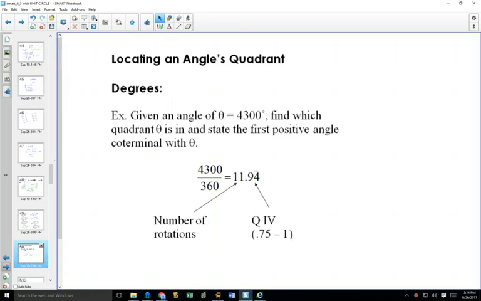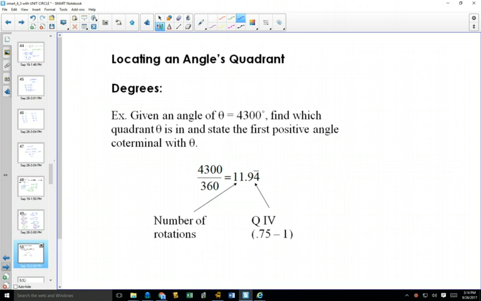Okay. Another thing that we're going to be trying to figure out is where an angle ends. So for example, you have 4,300 degrees. What quadrant is that in? It's a big number. It's a lot of spinning around. So one strategy, and this is a calculator strategy, would be to take 4,300 and divide it by 360. This tells us 11.94, that it's going to go 11 full times around and then another 0.94.